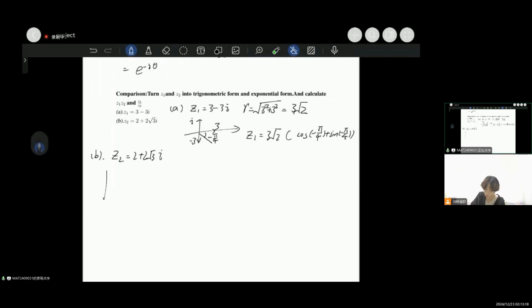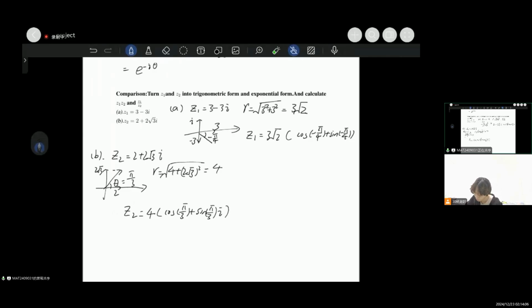And now let's discuss about z2 using the same method, using the graph to get z2's argument, which is equal to minus pi over 3, and its modulus r is 4. So z2's trigonometric form is 4 multiplied by cosine pi over 3 minus i sine pi over 3. Yes, there has to be an i here.